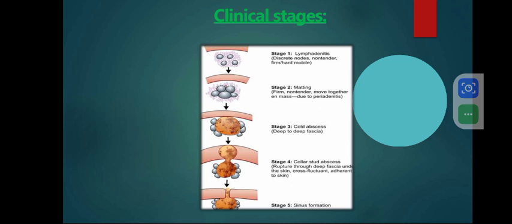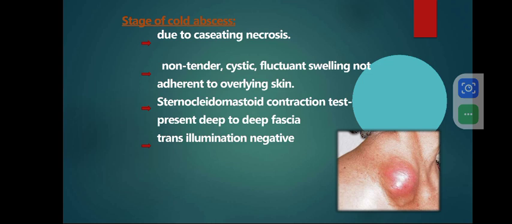Stage 3, cold abscess, deep to deep fascia. Stage 4, collar stud abscess, rupture through deep fascia under the skin, cross-fluctuant, adherent to the skin. Stage 5, sinus formation. Stage of cold abscess: due to caseating necrosis, non-tender cystic fluctuant swelling not adherent to overlying skin. Sternocleidomastoid contraction test present, deep to deep fascia. Trans-illumination negative.